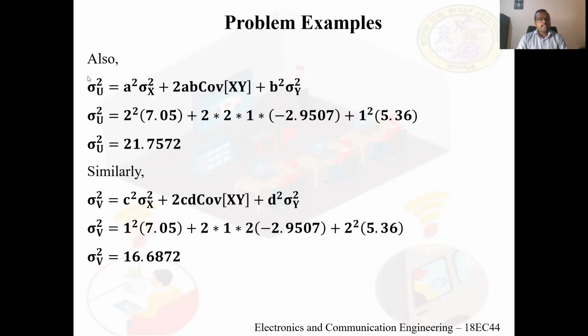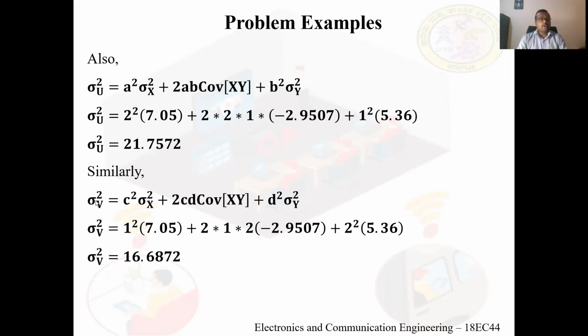Now, how do you calculate the variance of U? What is the formula? We already derived this one. Sigma square U is A square sigma square X plus 2AB covariance of XY plus B square sigma square Y. Now, we know the variance of X, we know the variance of Y, and we also calculated the covariance of X and Y. Substitute for covariance of XY, variance of X and Y in this equation. A is 2 square, this is 7.05, plus 2 into 2 into 1, and this is minus 2.9507, plus 1 square and this value. So you get it as 21.7572.